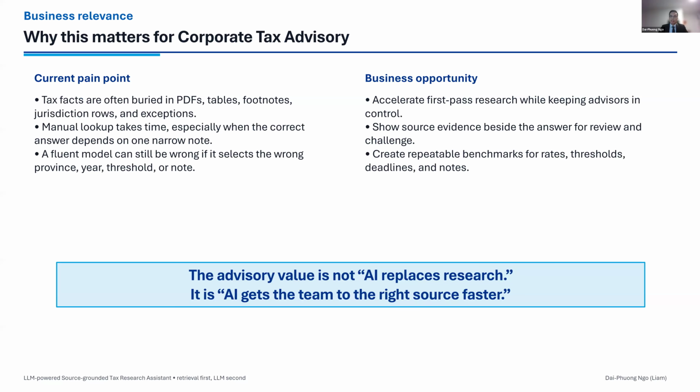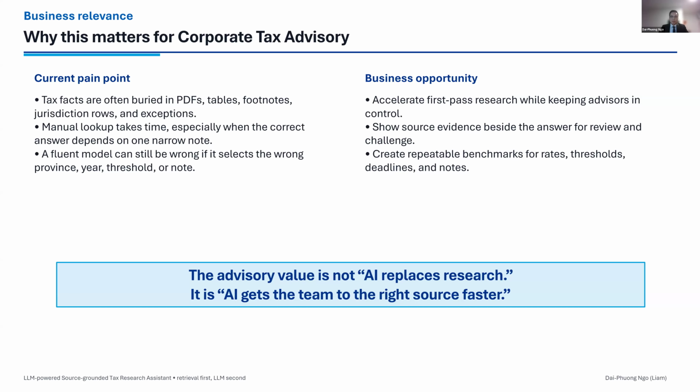The direct connection to corporate tax advisory is the research workflow. Many tax questions are not conceptually hard, but they are easy to get wrong because the answer is located in a table, a footnote, or a narrow jurisdiction-specific exception. A normal chatbot may produce a polished answer, but it can still pick the wrong source or mix rules from different sections. The usual workflow, as you see in mine, for a practical use case is evidence first.